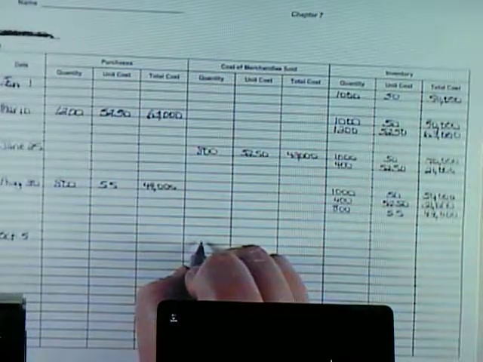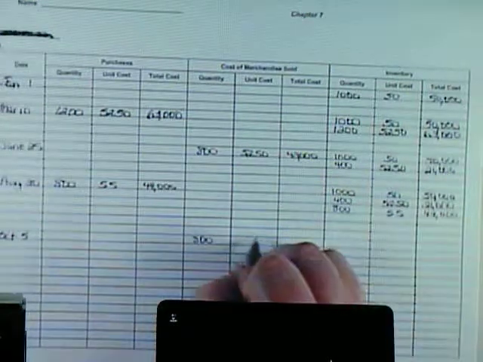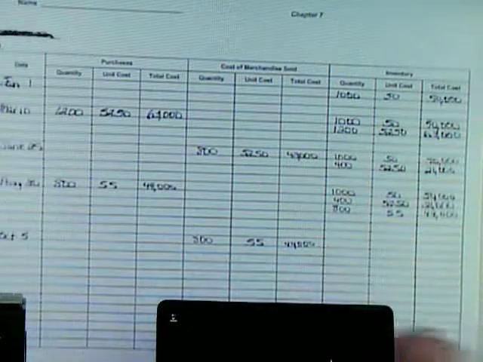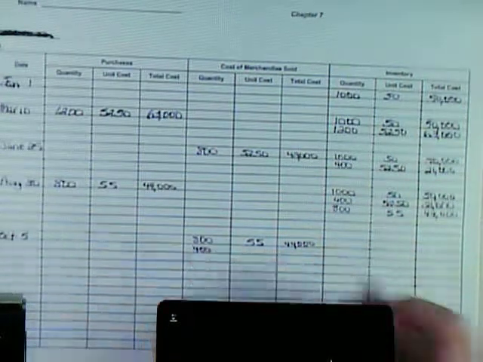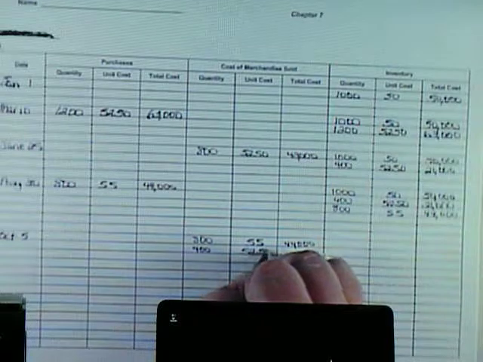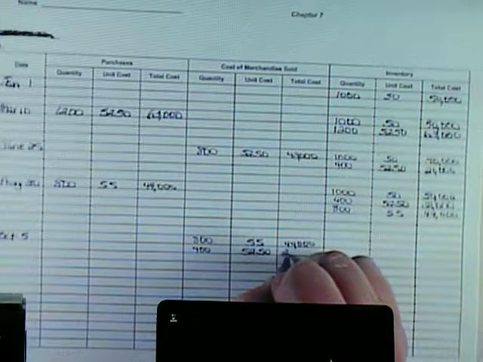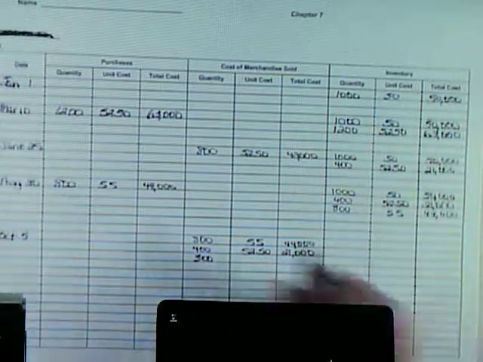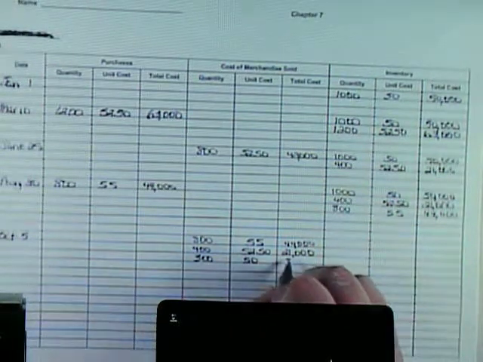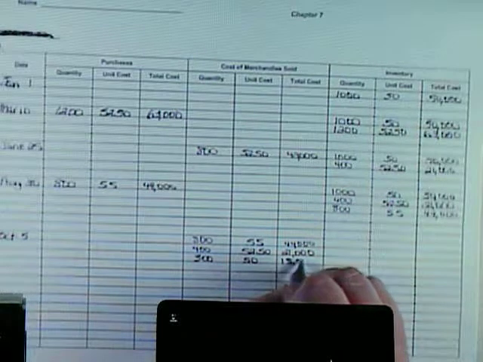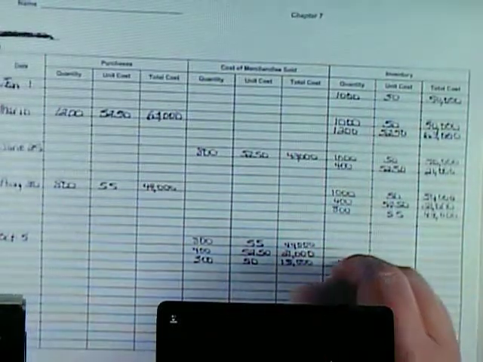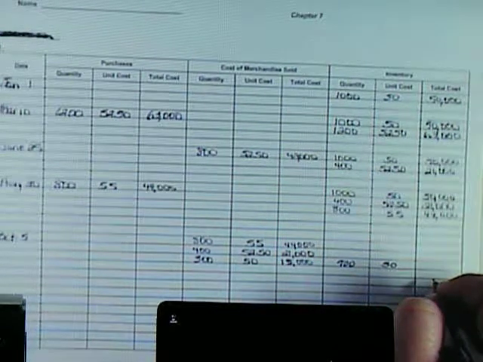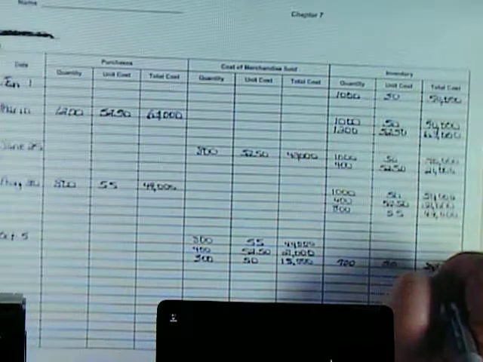So I'm going to sell 800 units from the $55 bin. I'm going to sell 400 units from the $52.50 bin. And I'm going to sell the remaining 300 units from the $50 bin, leaving me with 700 units in the $50 bin for a total cost of $35,000.